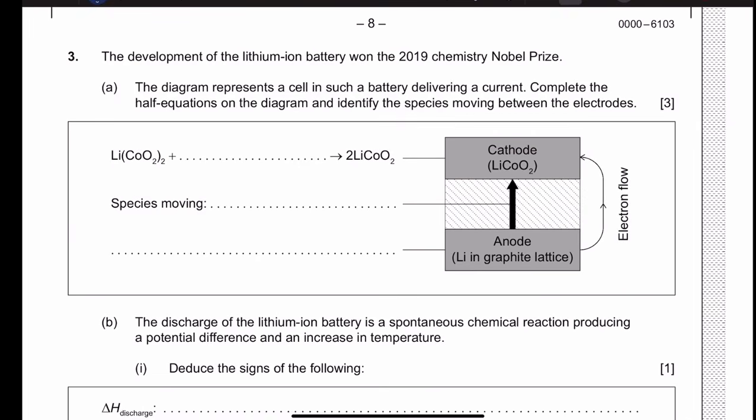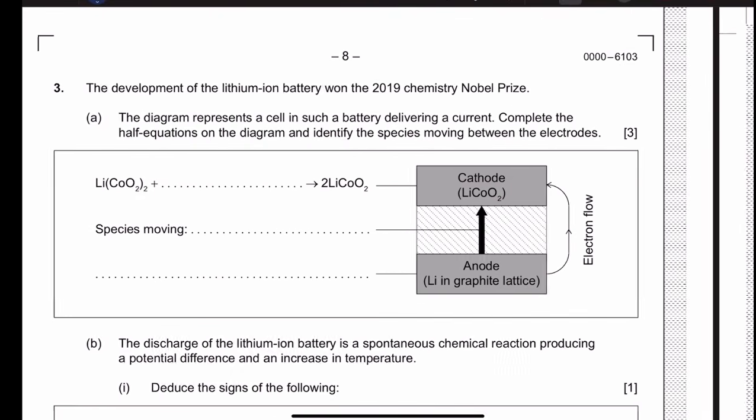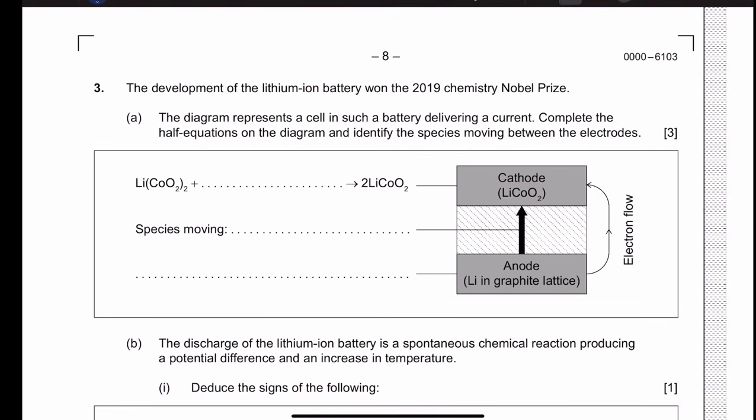Okay. Oh, this seems to be a new question. Lovely. Okay, let's try this. The development of the lithium-ion battery won the 2019 Chemistry Nobel Prize. The diagram represents a cell in such a battery delivering a current. Complete the half equations on the diagram and identify the species moving between the electrodes.